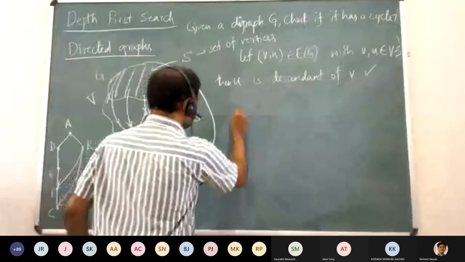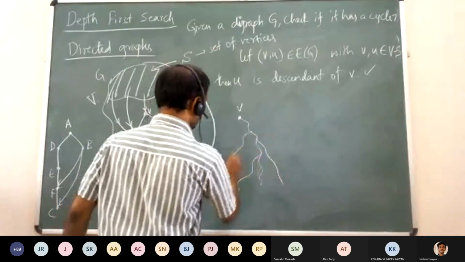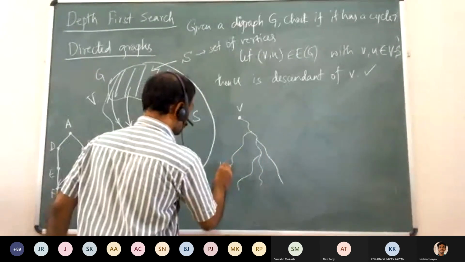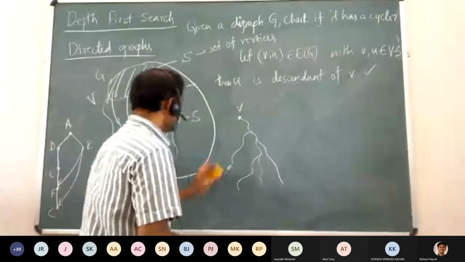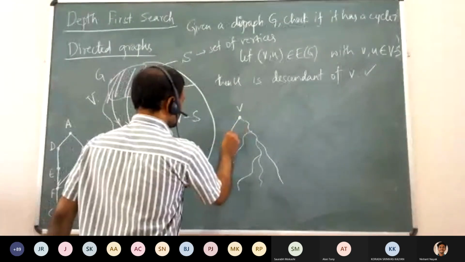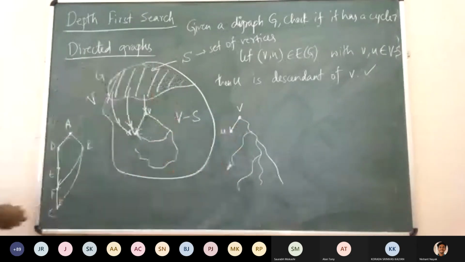So V would be explored like this, and lots of things are explored. At some point U might come. If it doesn't come till some point, then since it is one of the neighbors, it will explore U and it will be here. So in either case, U will become a descendant of V in the DFS traversal. Is that fine? Yes, sir. Thanks, sir. I think it's time for your next class.